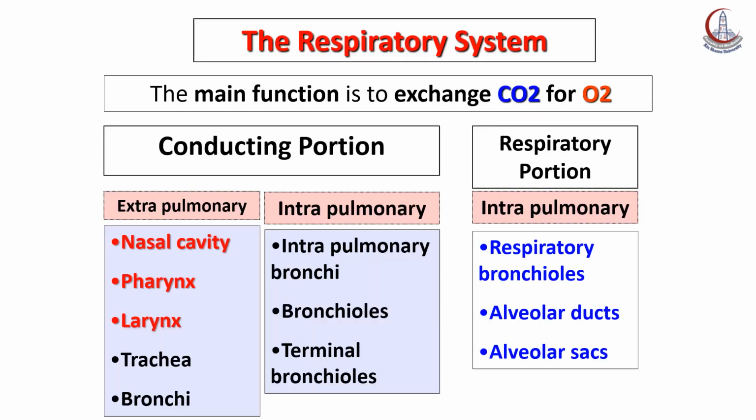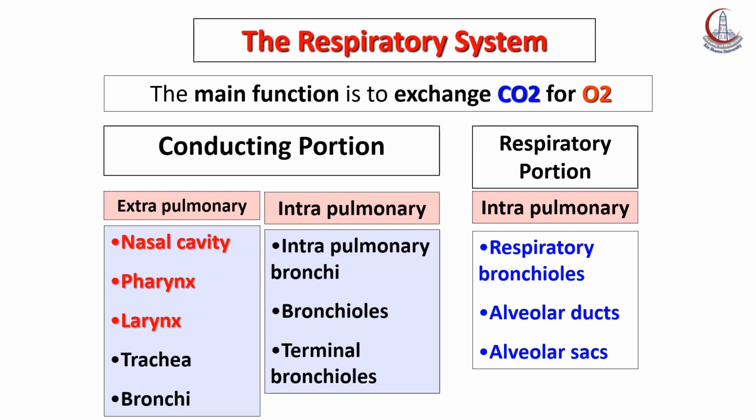The main function of the respiratory system is to exchange carbon dioxide for oxygen. We have two portions of the respiratory system: conducting portion and respiratory portion. The conducting portion, we have extrapulmonary and intrapulmonary parts. The extrapulmonary part starting from the nasal cavity, pharynx, larynx, trachea, and main bronchi. The intrapulmonary portion starting from the intrapulmonary bronchi, bronchioles, and terminal bronchioles.